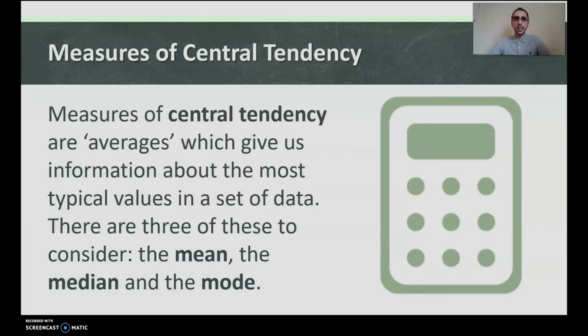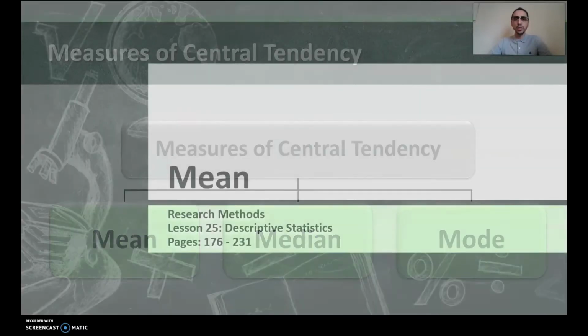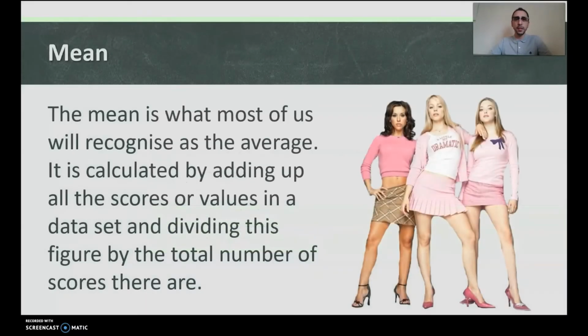Measures of central tendency are averages, which give us information about the most typical value in a set of data. There are 3 of these to consider: the mean, the median, and the mode. Let's start with the mean. The mean is what most of us will recognize as the average. It is calculated by adding up all the scores or values in a data set and dividing this figure by the total number of scores there are. So you get the mean.